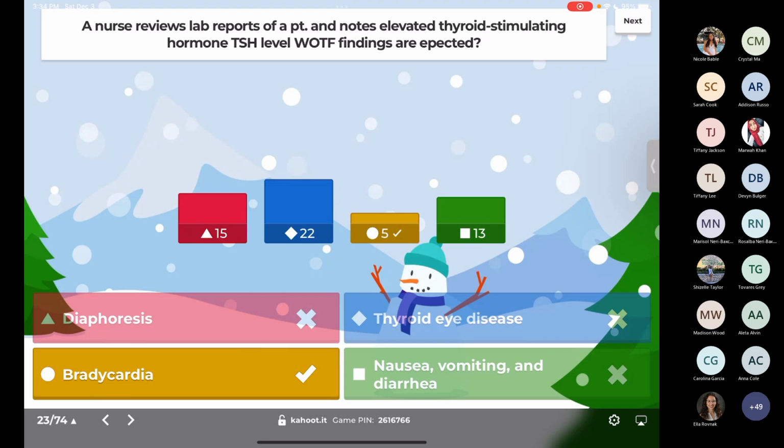What is happening with hypothyroidism? They have a slow metabolism. So, what sign and symptom is indicative of a slow metabolism? It's going to be our bradycardia.